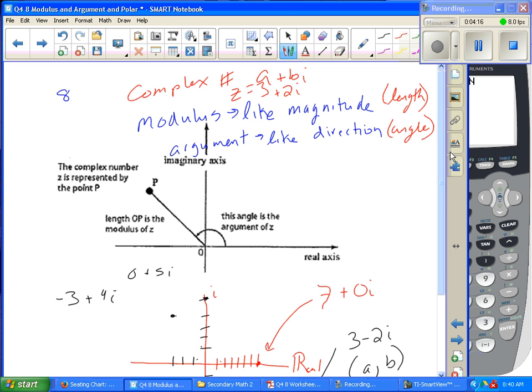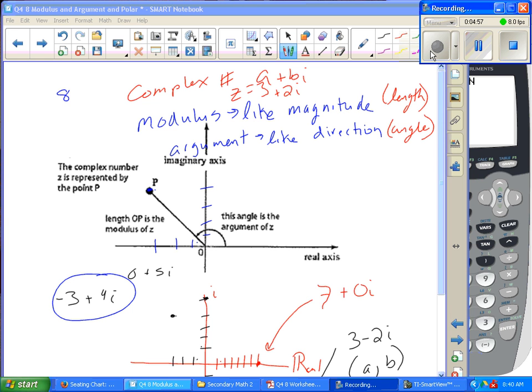Let's say the point they labeled P was negative 3 plus 4i. 1, 2, 3, and 1, 2, 3, 4. So that's negative 3 plus 4i. If they gave you that complex number only and asked, what is its modulus? The modulus basically means its length. So you're finding its length from the origin. If I wanted to find the length between P and the origin, what would I do? Okay, so the Pythagorean theorem is going to work.